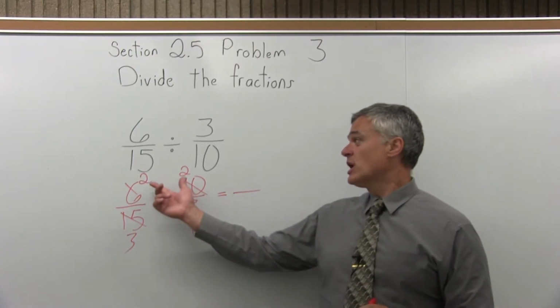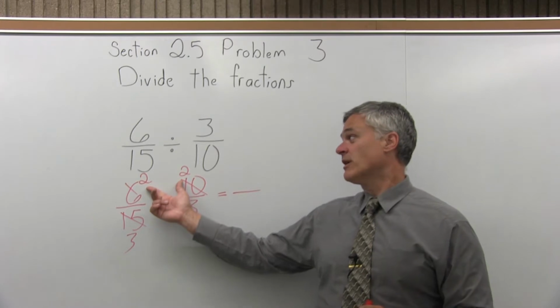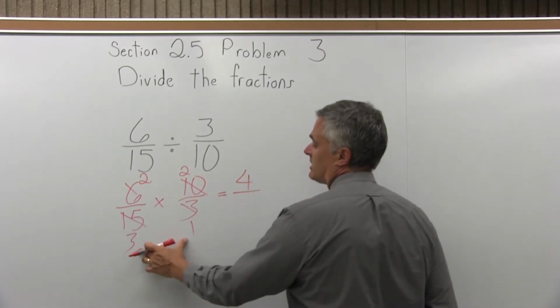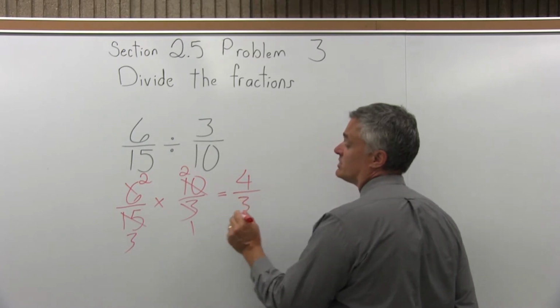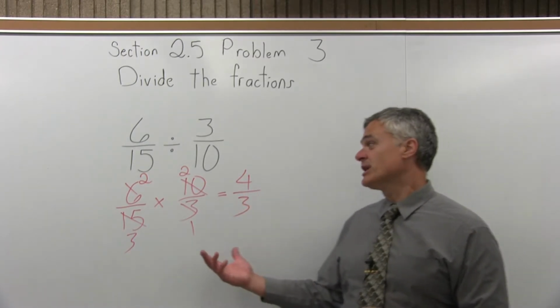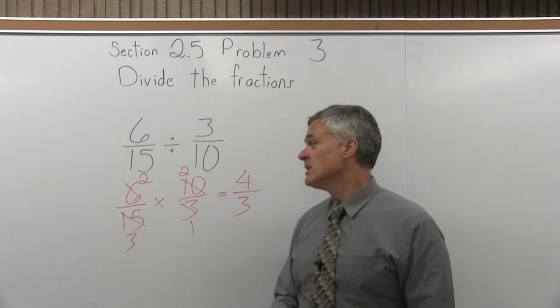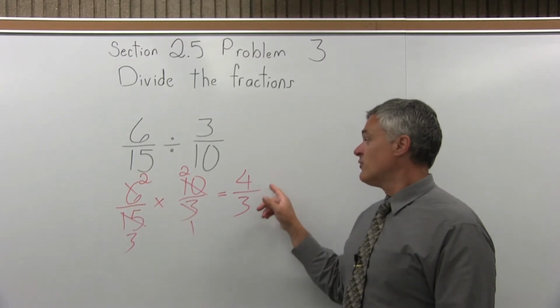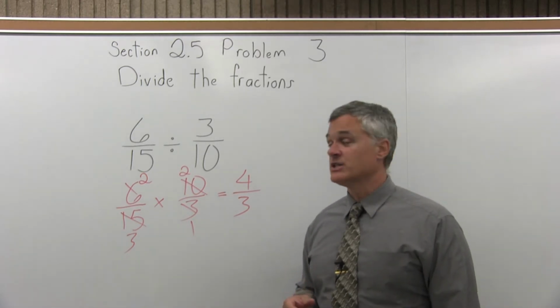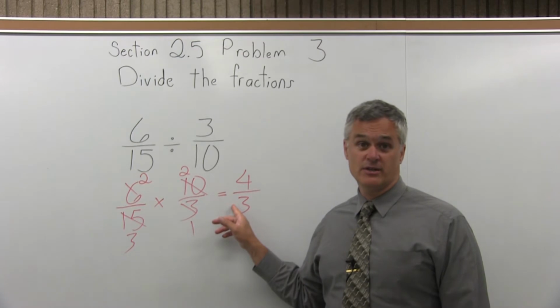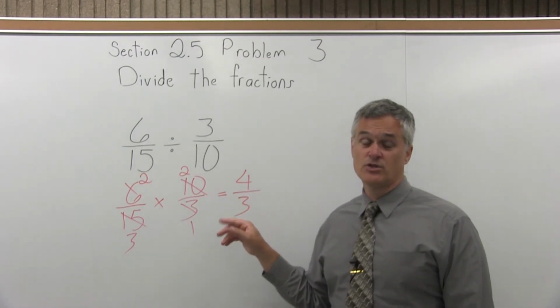So now when you do top times top, or numerator times numerator, I've reduced it to 2 times 2, which is 4, and then denominator times denominator, 3 times 1, which is 3. This is the same result I would get if I did 6 times 10 over 15 times 3 and then reduced it. Now, this 4/3 is an improper fraction. Depending on how the directions are stated, you may be able to leave it like this, with the numerator being a little larger than the denominator.